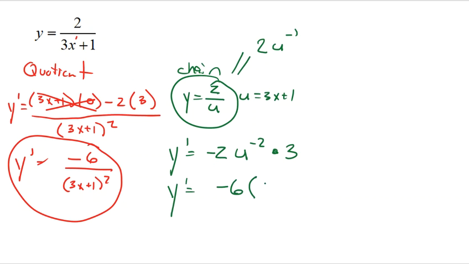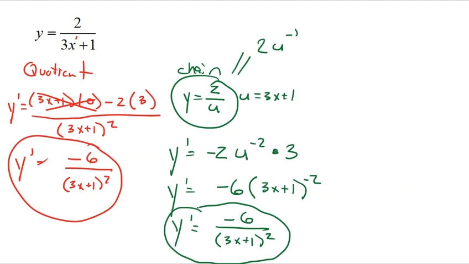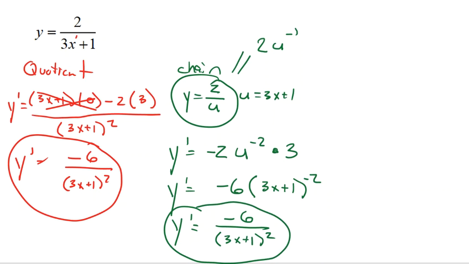I'm going to replace u with what it is, 3x plus 1, to the negative 2. And then I'm going to say, wait a minute, I don't like a negative exponent. The negative 6 stays on top. The 3x plus 1 moves to the denominator where it becomes squared. Voila, the same answer that the quotient rule gave me. How easy is that? And I'm going to show you one more way that we could use the chain rule.